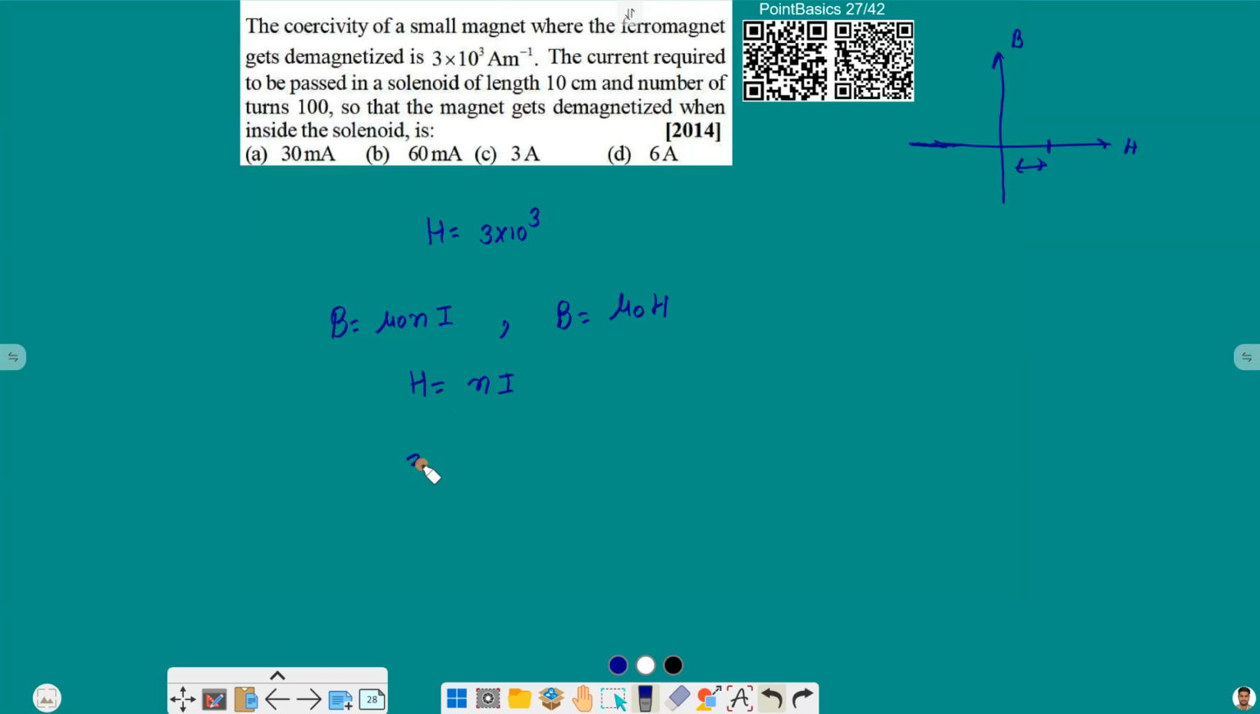So the value of H is 3 into 10 raised to power 3. N is the number of turns per unit length, that is 100 turns in 10 centimeter length, so 10 into 10 raised to power minus 2. And I we will calculate. So this will be 10 raised to power minus 1, and it will be 10 raised to power 3. So 3 into 10 raised to power 3 is equal to 10 raised to power 3 into I. Things get cancelled, and I is equal to 3 ampere. Option C will be the right answer. Let's move to the next one.